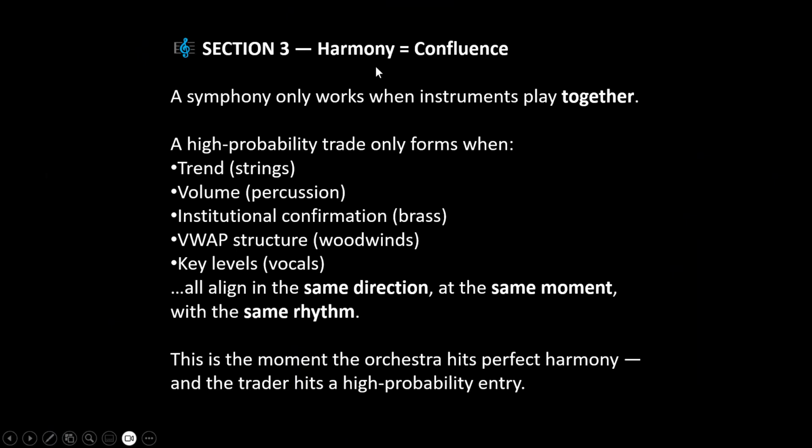Now, section 3, this is harmony equals confluence. Again, a symphony only works when the instruments play together. A high probability trade only forms when the trend, which is the strings, the volume, which is the percussion, the institutional confirmation, right? The current time frame momentum, multi-time frame momentum, when those are all together, and then the VWAP structure, right? You're above it for longs, below it for shorts. And the key levels, the vocals, those are your EMAs, your support and resistance levels, all of them. All align in the same direction at the same moment with the same rhythm. This is the moment the orchestra hits perfect harmony and the trader hits a high probability trade. All of these things together.